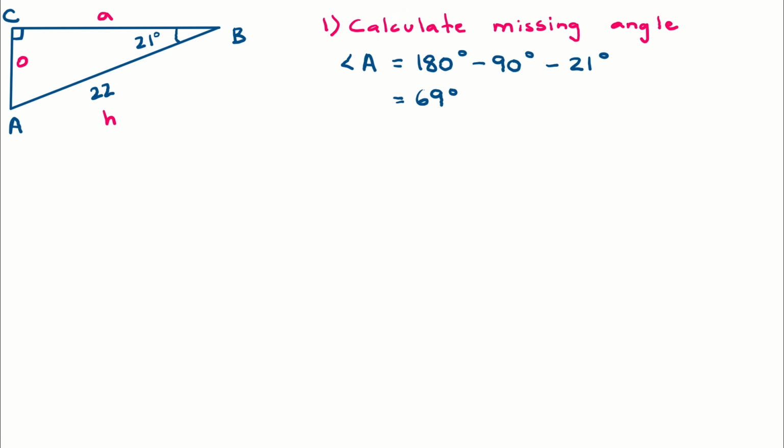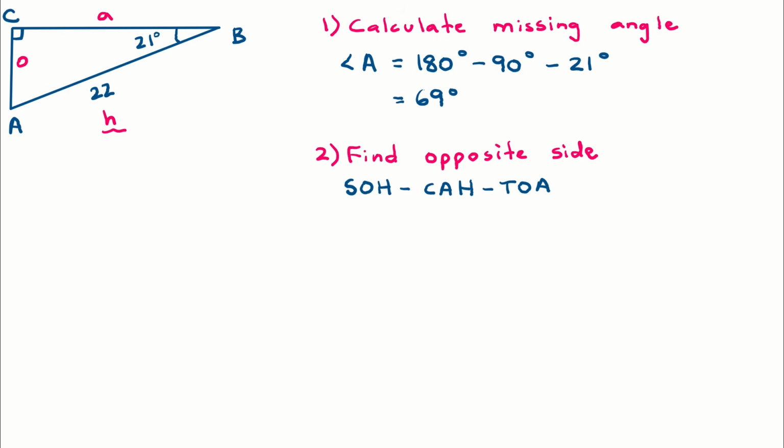Then we can think about how we relate two of our sides. So let's say we want to find the opposite side, and we have the hypotenuse. If we try to find that side, so find the opposite side, we are trying to relate the opposite and the hypotenuse. So if we look at SOHCAHTOA, we're going to use sine because sine relates opposite and hypotenuse.